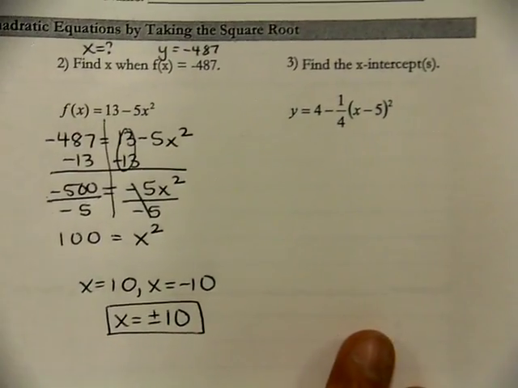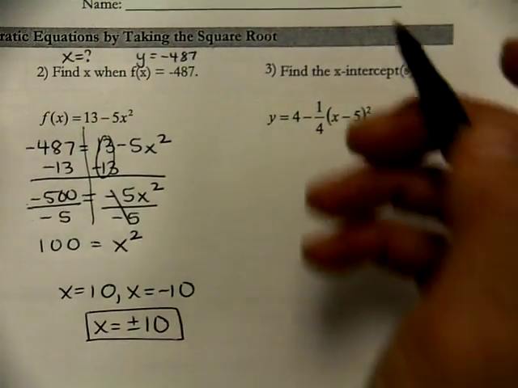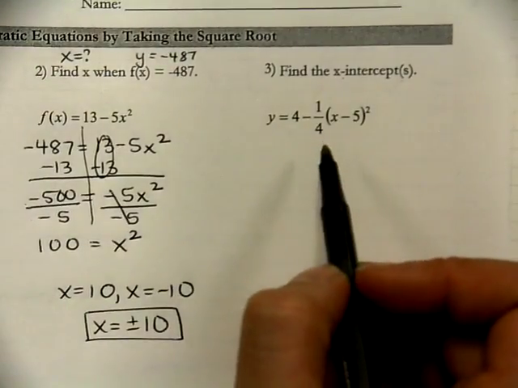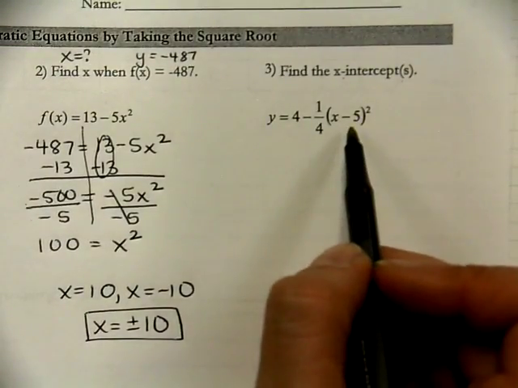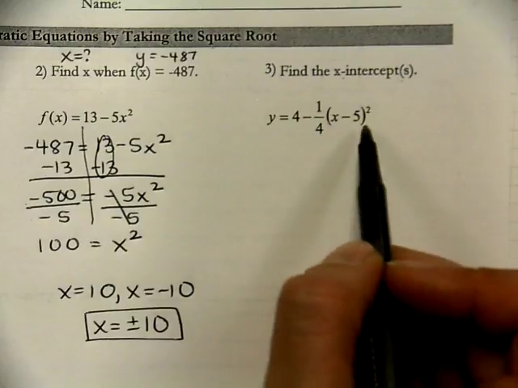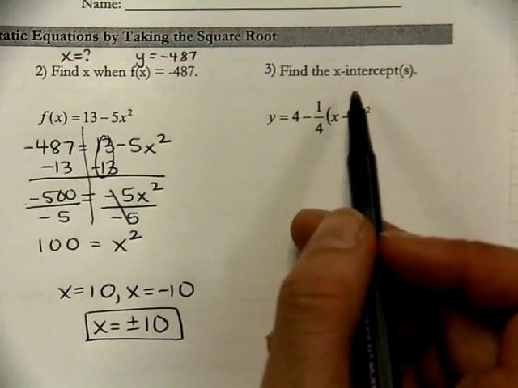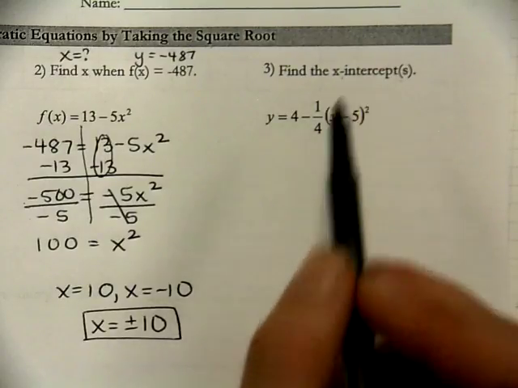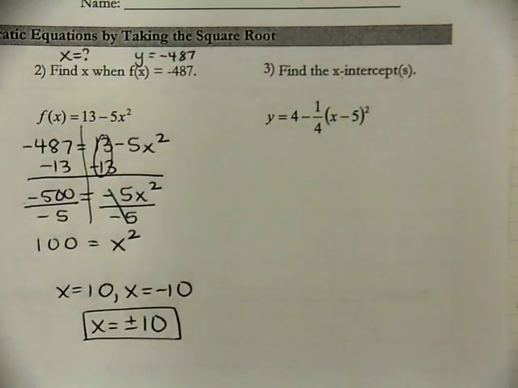Let's get over here to number 3. Number 3 says find the x-intercepts. Well, I'm looking at this and I'm thinking, this is quadratic. This will be a parabola. So the parabola could have x-intercepts. So it could have 0, 1, or 2. To find the x-intercept, we've done this a lot of different ways.